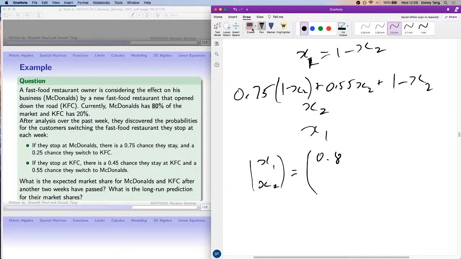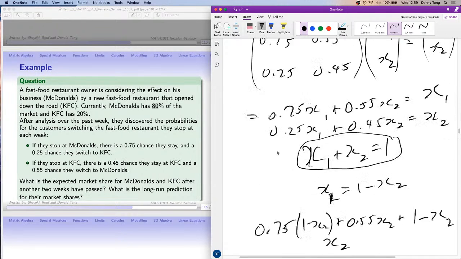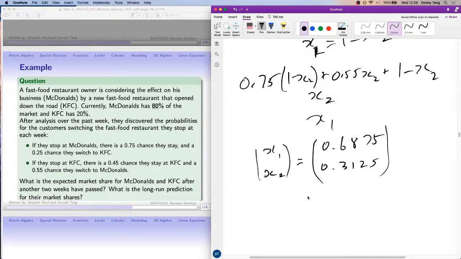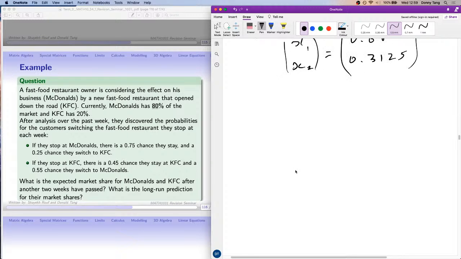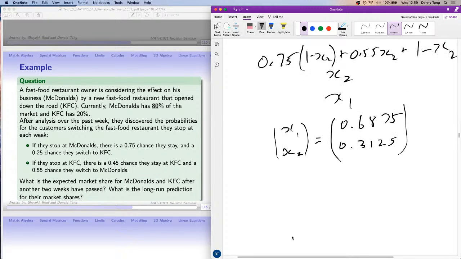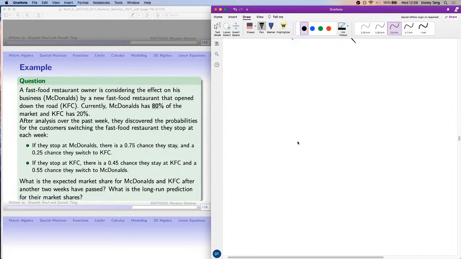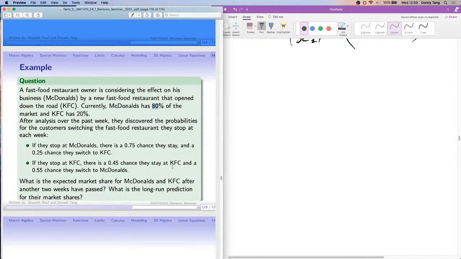You guys should definitely attempt this when you have time, because it's good practice. 0.3125, and this is your steady state solution. So what you can do after this is apply the transition matrix on this again, and you'll see that it actually stays the same and nothing will change. Okay, but that's pretty much it for this question. Not really that much to say. If you're confused, just ask me a question in the chat.